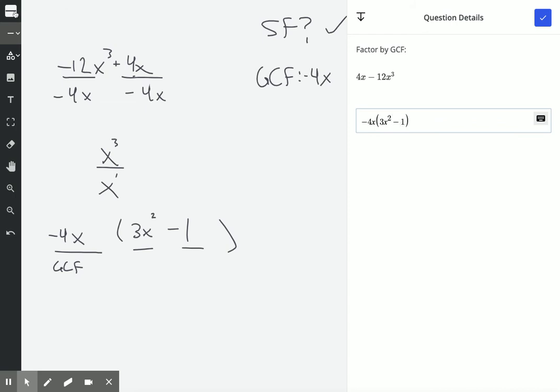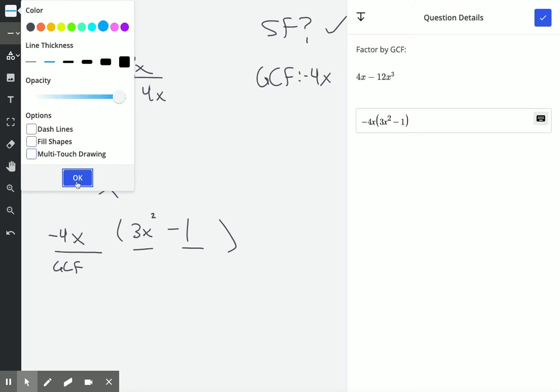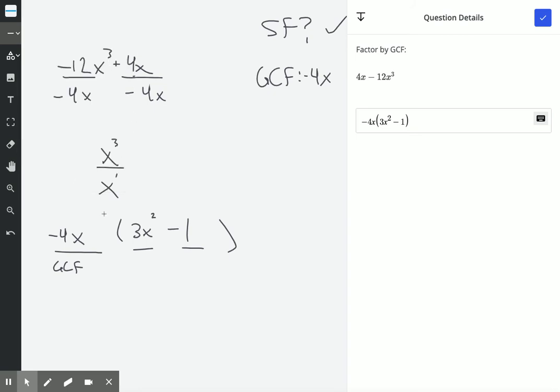Now, how can I be sure that I'm right? Do this if you have a whole lot of time at the end of your test. You can just simply distribute. Negative 4 times 3 is negative 12. x times x squared is x cubed. Negative 4 times negative 1 is positive 4. x times no x's is x. So does that match? Yeah, so I'm a happy camper.